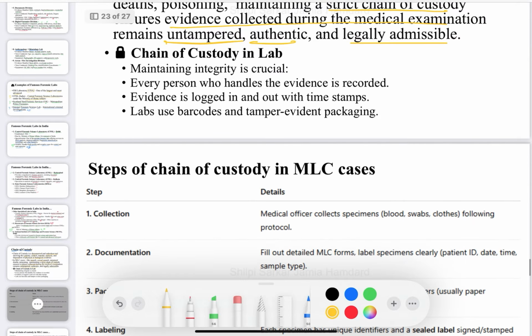Chain of custody in lab. Maintaining integrity is crucial. Every person who handles the evidence is recorded. Evidence is logged in and out with timestamps. Labs use barcodes and tamper evident packing.